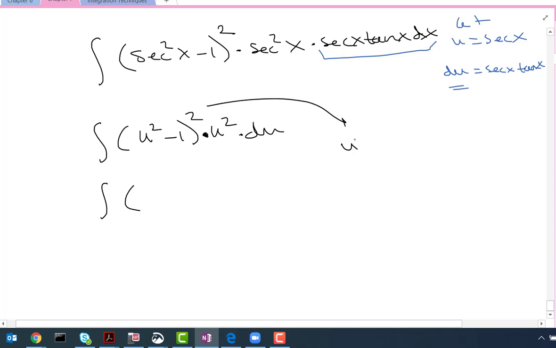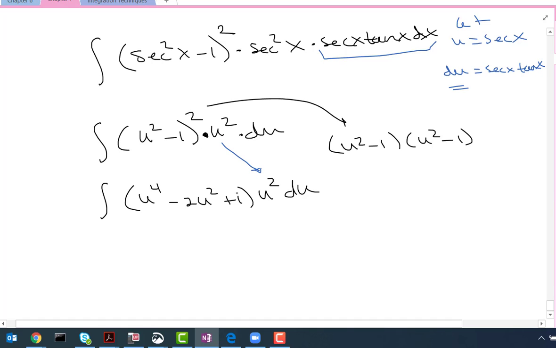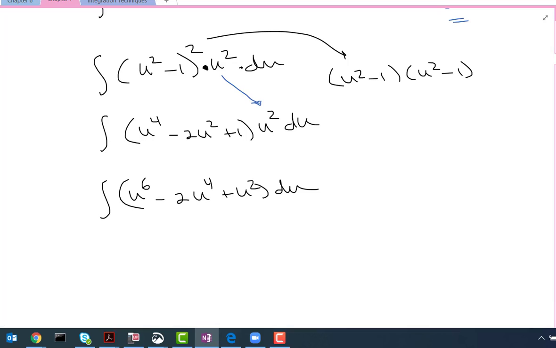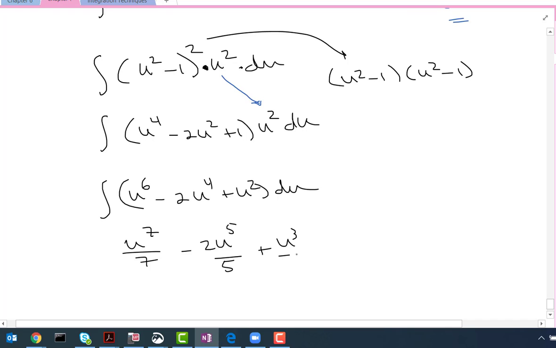So u squared minus 1 squared means u squared minus 1 times u squared minus 1. FOIL it out. I'm going to have u to the fourth minus 2u squared plus 1 times u squared du. Right? So that u squared is still here. Now I don't have any exponents, so now I can bring it in. So it's u to the sixth minus 2u to the fourth plus u squared du, and now we can integrate it. So u to the seventh over 7 minus 2u to the fifth over 5 plus u cubed over 3 plus c.